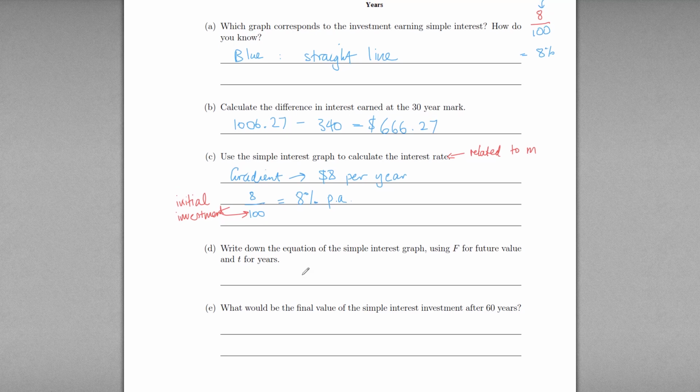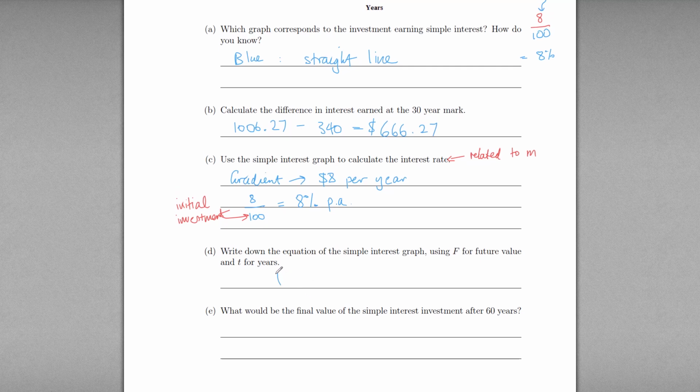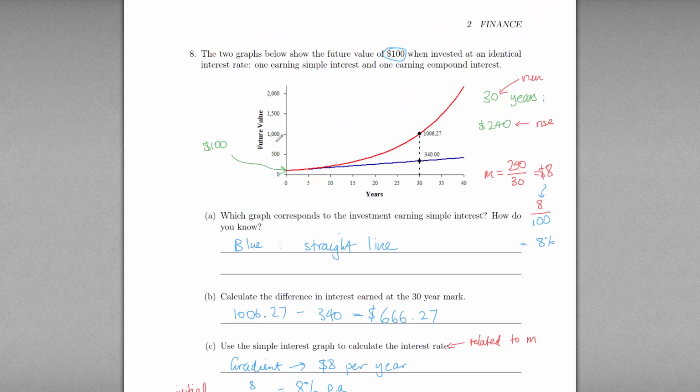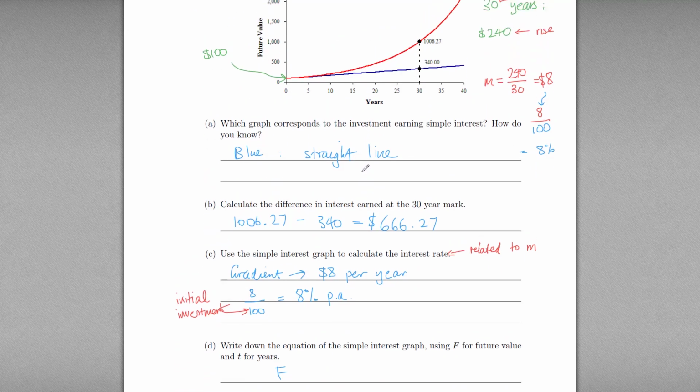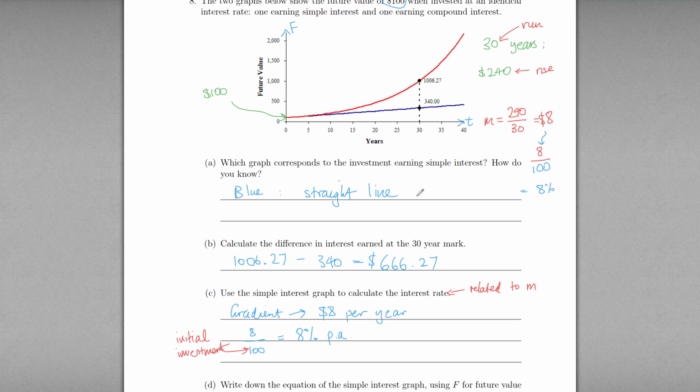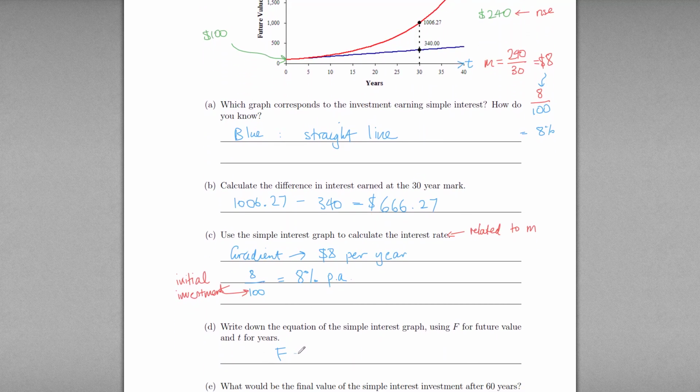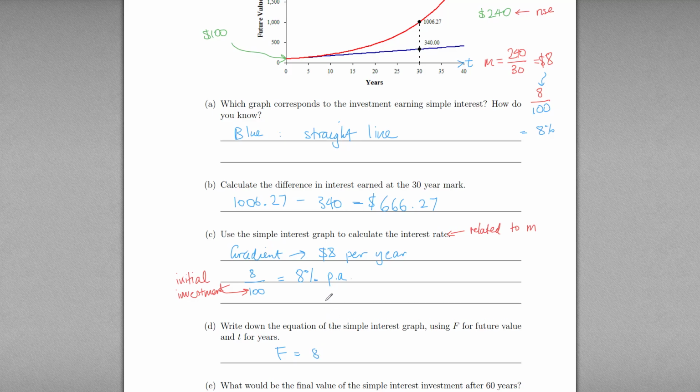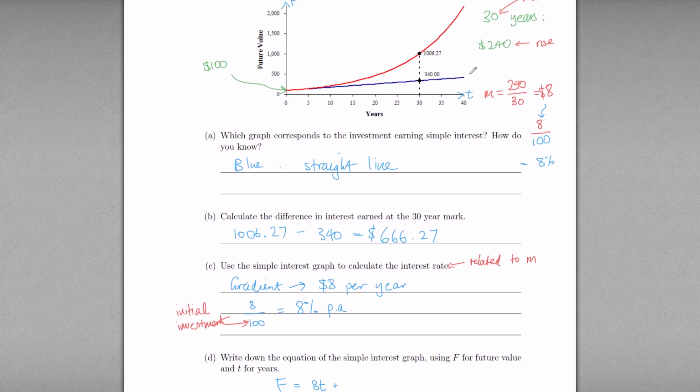Alright, write down the equation of the simple interest graph using f for future value. So f must be the y value, the future value is f, so I can call that the f-axis. And what do we want to use? T for years, so that's our t-axis. So f is equal to, like y equals mx plus b, I calculated the gradient's 8, so it must be 8. Instead of x, I'll use t, because that's the new letter. So y equals mx, just with different labelings, plus b was where does the graph touch the y-axis? Well, that's 100.